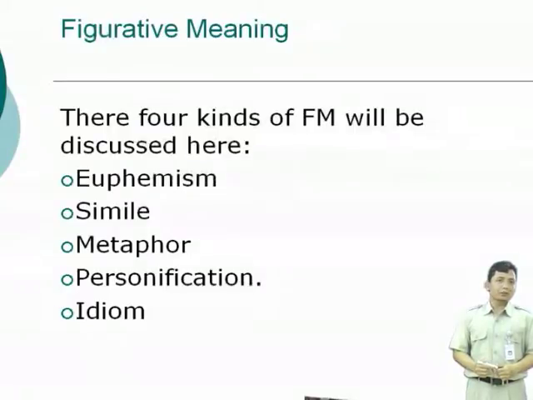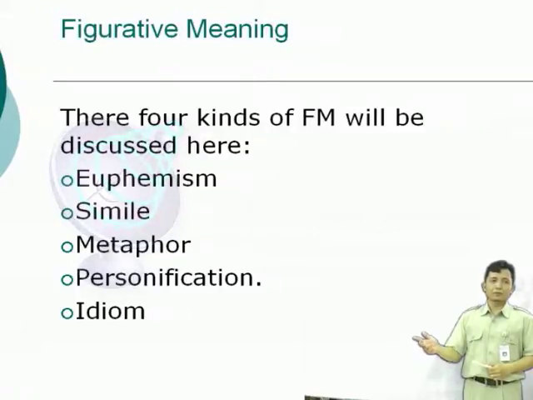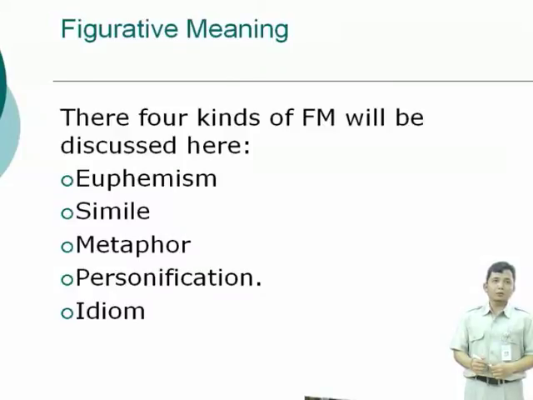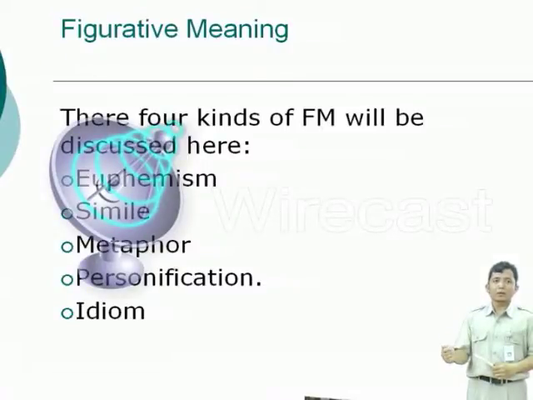There are 4 kinds of figurative meaning that will be discussed here. I hope you will all be critical, because I wrote 4, but in fact there are 5. The first one is euphemism, the second one is simile, the third one is metaphor, the fourth one is personification, and the last one is idiom. Metaphor and personification, these 2 figurative meanings, are actually the same. So in fact, the first is euphemism, the second is simile, the third is metaphor and personification, and the last, number 4, is idiom. Let's check it out one by one.